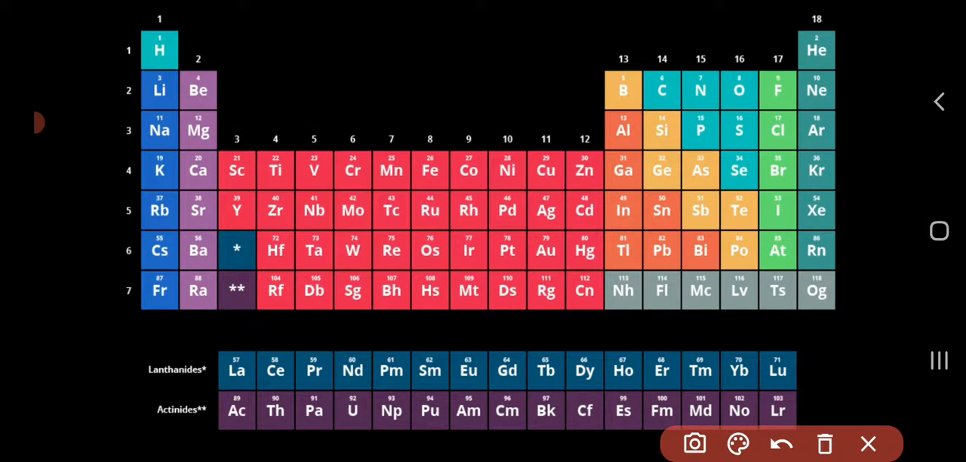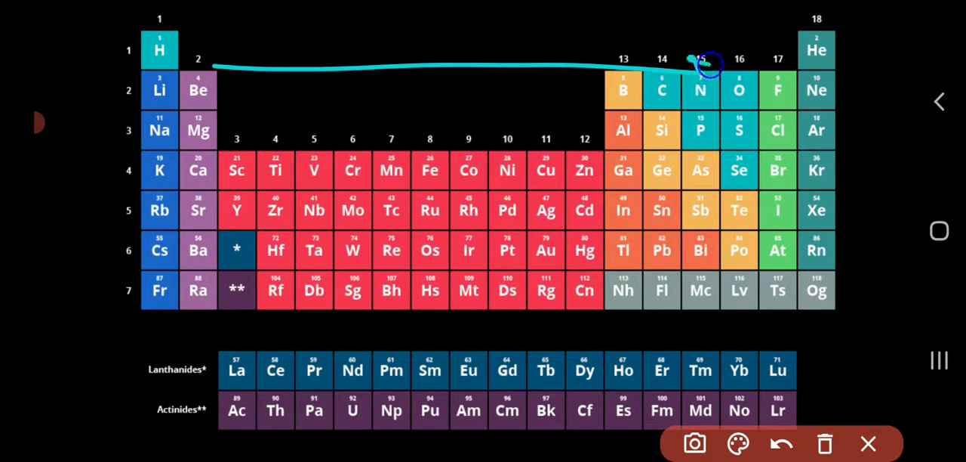In this way, every group and period has its own configuration. In groups, all the elements have the same properties, and the general valence electronic configuration is the same for all the elements in the group. There are 18 groups, as you know. Now we discuss periods.